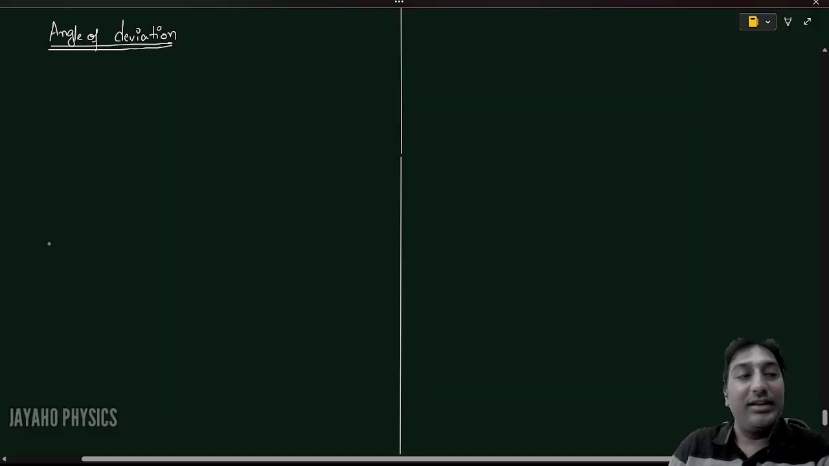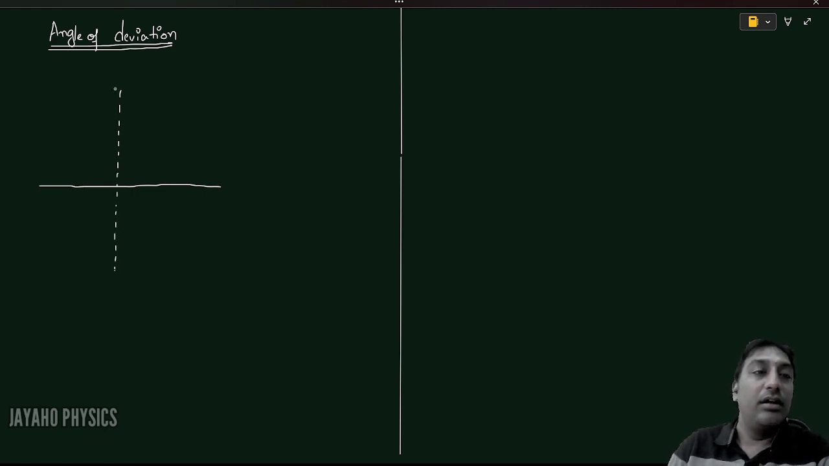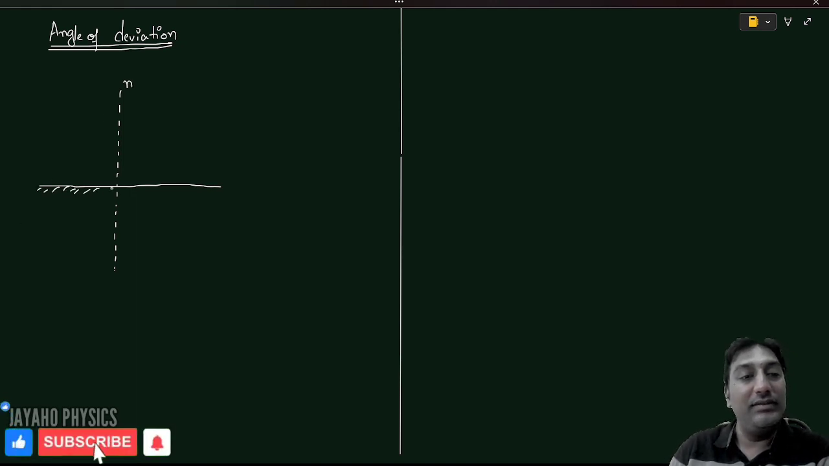Coming to the next topic, that is the angle of deviation. So what do we mean by angle of deviation? Here I am taking a plane mirror, and here is the normal, and here is the plane surface.